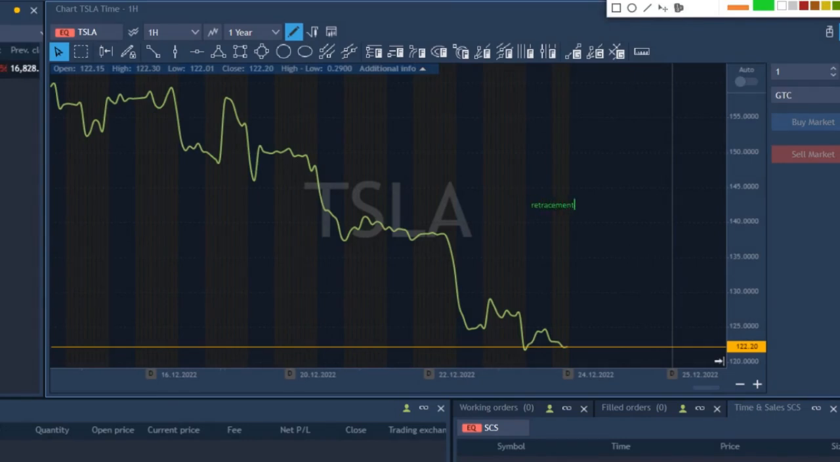Retracement, where the price of a specific asset needs to correct itself. So the fair price is 130. That's the fair price of this specific stock. So that's what fair price is.